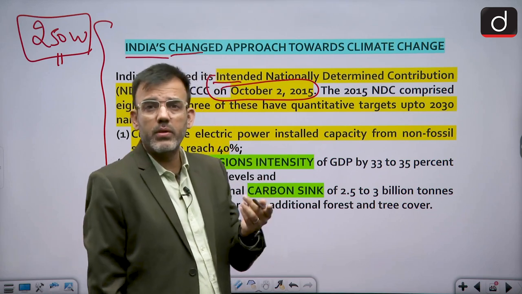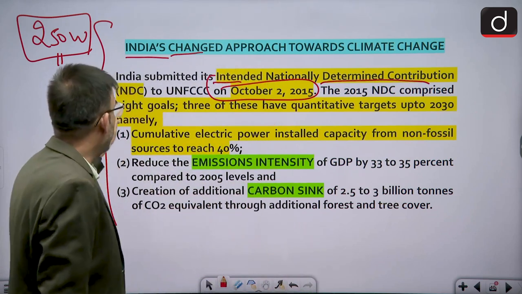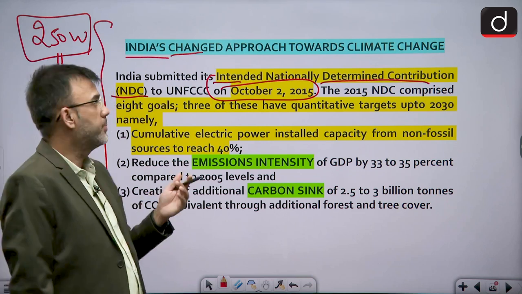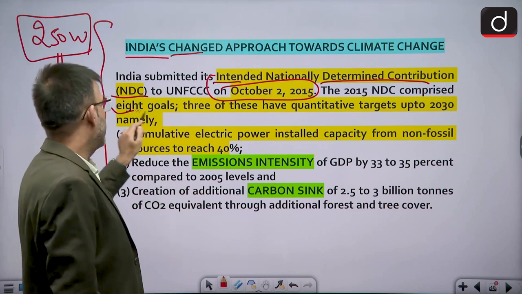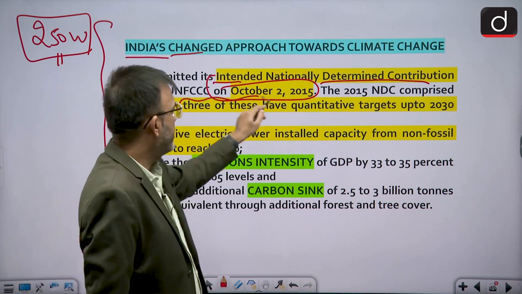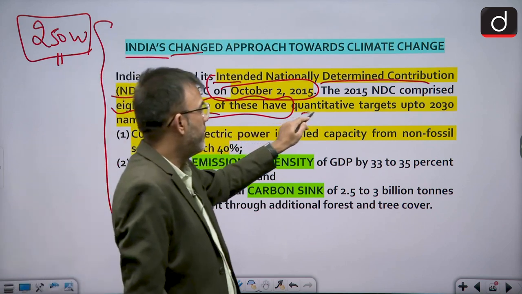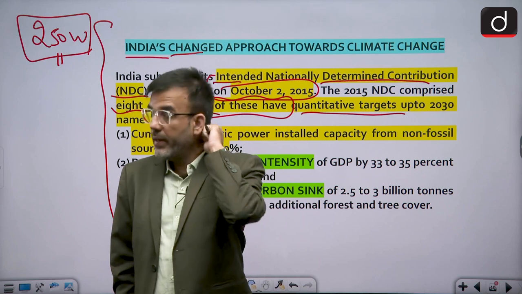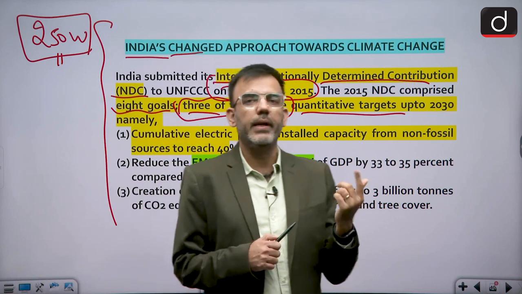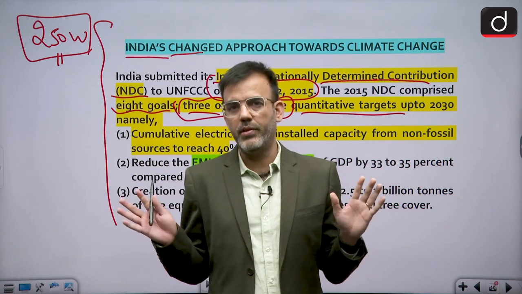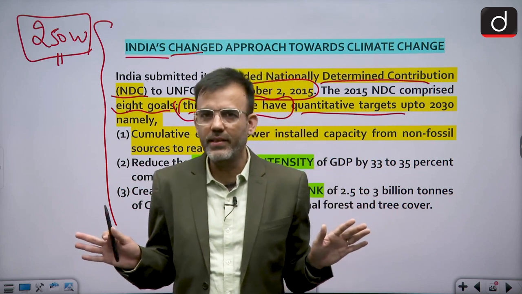India first time talked about its INDCs, that is intended nationally determined contributions. So India proposed its INDCs in 2015. There were 8 goals, but prominent amongst these were the three quantitative goals. Giving quantitative targets is a very tough thing to do. Qualitative, you can say anything, okay, in future India will try to minimize its emission. This is a qualitative thing. How much we will reduce the emission, nothing concrete is there in the policy.